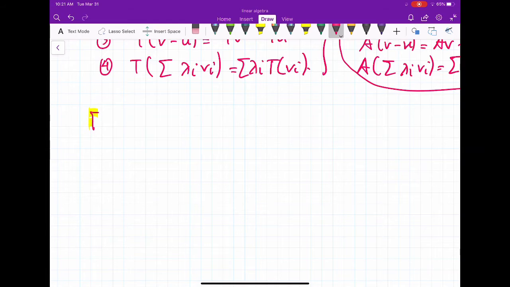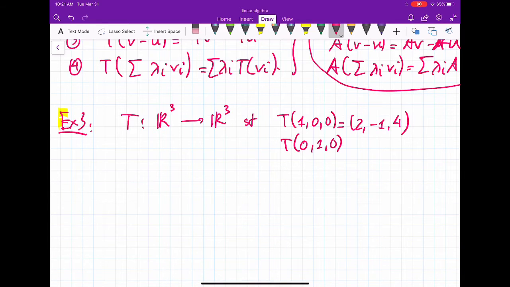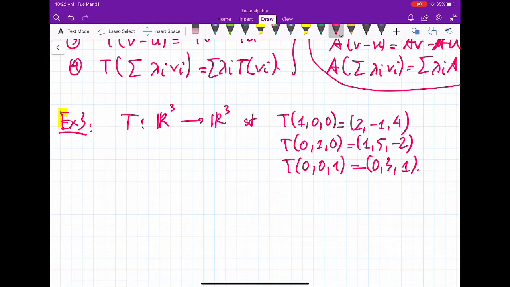Example. We have T is a linear transformation from R3 to R3 such that T of 1, 0, 0 is 2, negative 1, and 4. T of 0, 1, 0 is 1, 5, and negative 2. And T of 0, 0, 1 is 0, 3, and 1. They ask you to find T of 2, 3, and negative 2.